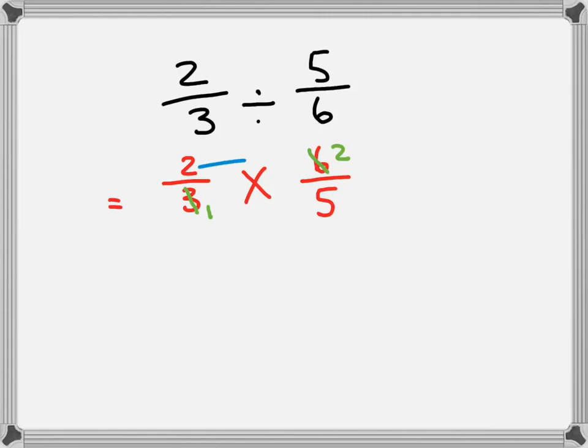Now we're timesing out. 2 times 2 is 4. 1 times 5 is 5. And that's your answer in its simplest form, so we can leave it just like that. Next one.